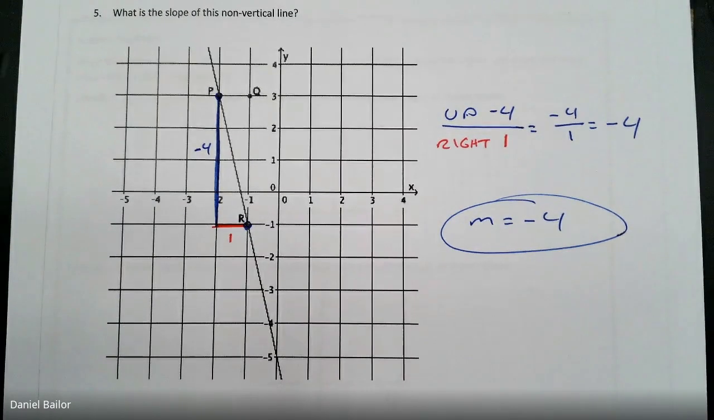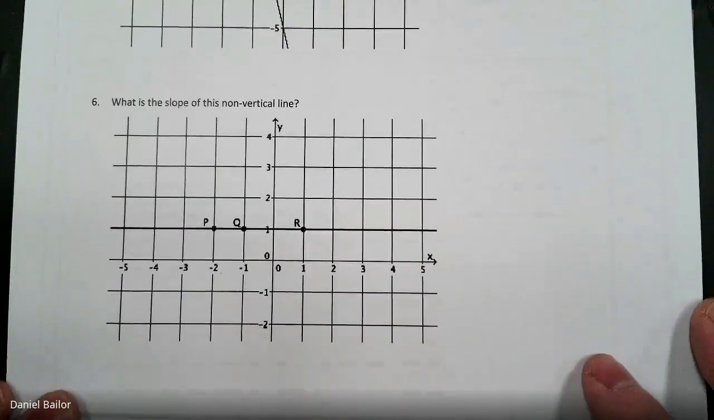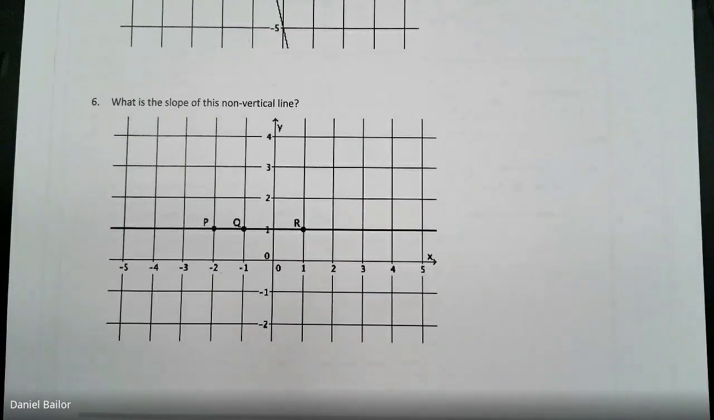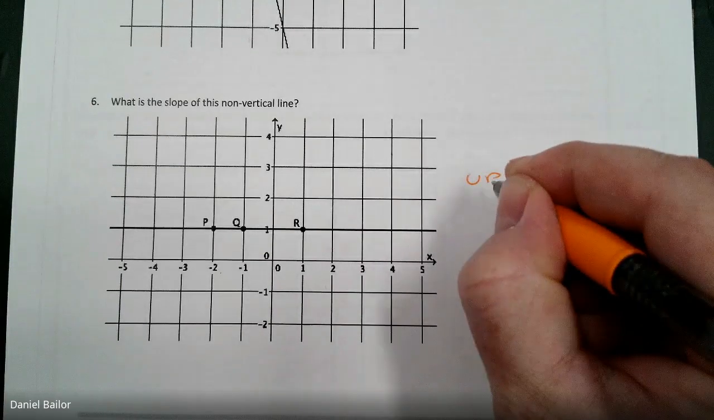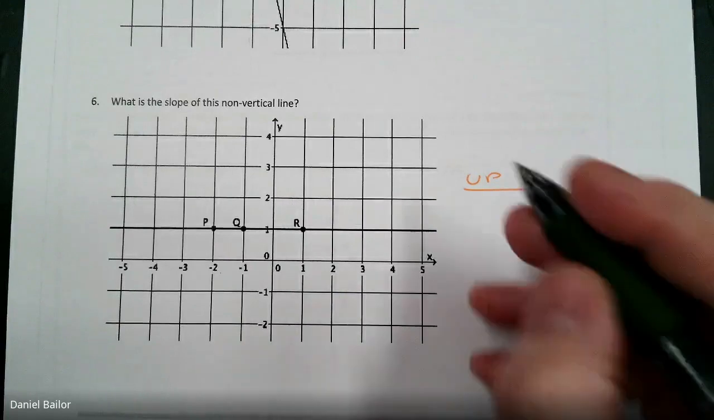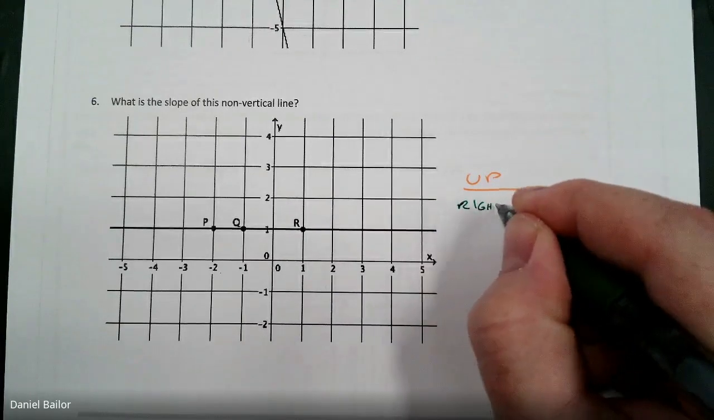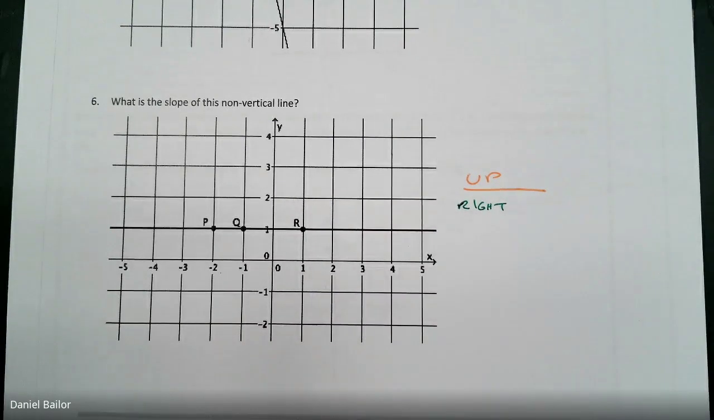So that's all about negative slopes. Inclining lines have positive slope. Declining lines have negative slope. What about number 6? A flat line. We still use up divided by right.